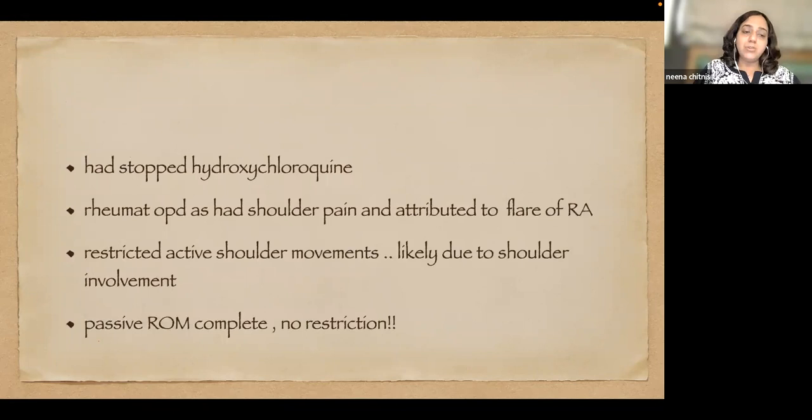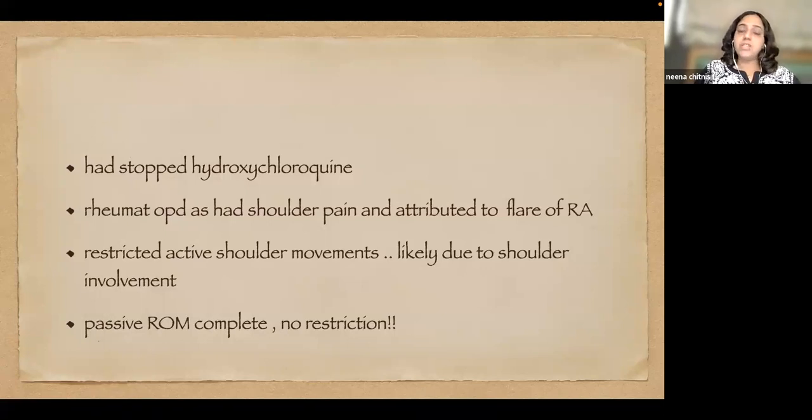So she was sent to the rheumatology OPD because she had some shoulder pain that was attributed to the flare of her rheumatoid arthritis. When she came to the OPD, I examined her shoulder movements. The shoulder movements were restricted. She could hardly abduct her shoulder. So definitely the first impression was, yes, there is a shoulder involvement due to the rheumatoid.